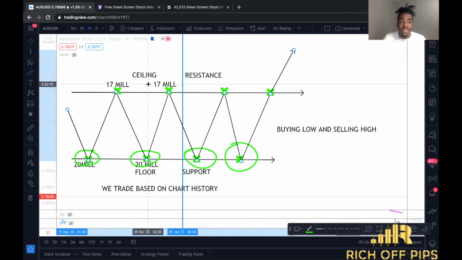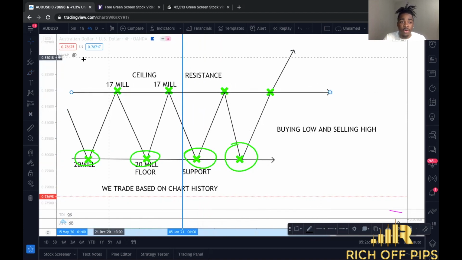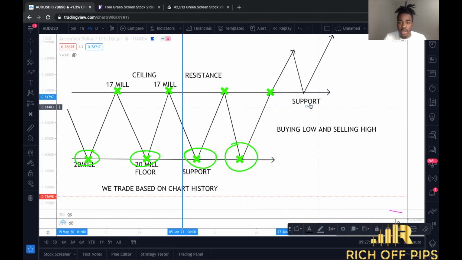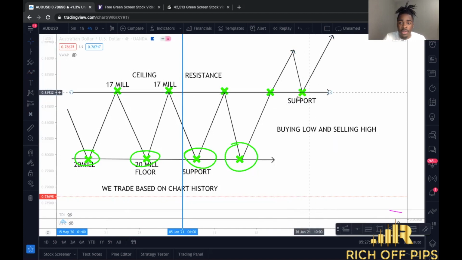Now, right here, you can see that price broke through our ceiling or resistance, right? When this happens, we typically want to wait for a retest, right? So this is the retest. That's what that would look like. And it will bounce up and find our new ceiling, or resistance. So that was our resistance, it is now our support. So you would have bought right here, right there, because that is the support, and we buy low and sell high, right?